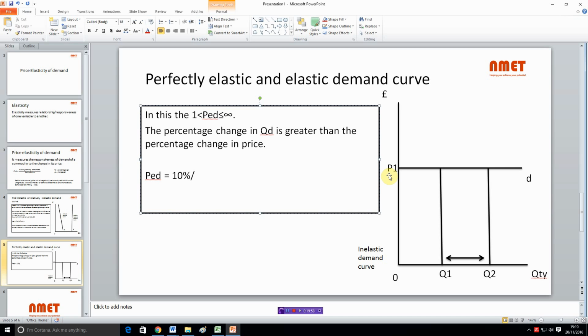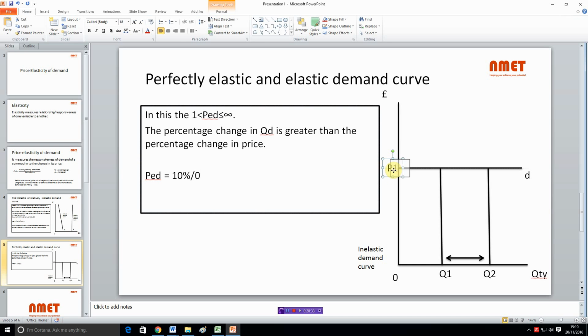Has the price changed? No, the price is P1. If the price has not changed, then what would be the percentage change in price? It'll be 0, because the price was P1, let's say 10 pounds. At Q2, the price is again 10 pounds.